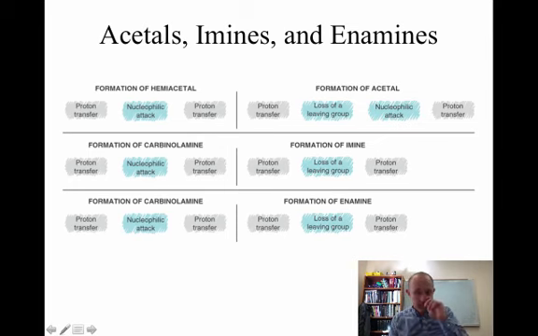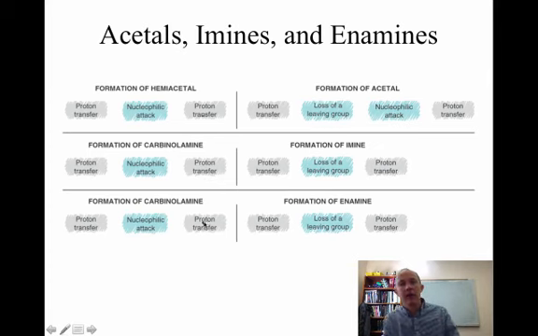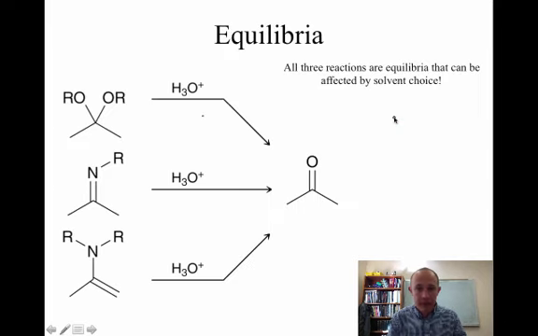Okay, so to summarize everything, the mechanism for formation of acetals, imines, and enamines is all very similar, right? The first three steps are always proton transfer, nucleophilic attack, proton transfer, to form a hemiacetal or a hemiaminal, or what they call a carbinolamine. And then formation of an acetal is proton transfer, leaving group, nucleophilic attack, proton transfer. The difference in imine formation is that you just get a proton transfer without a second nucleophilic attack.